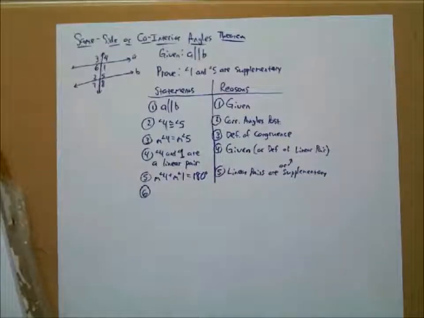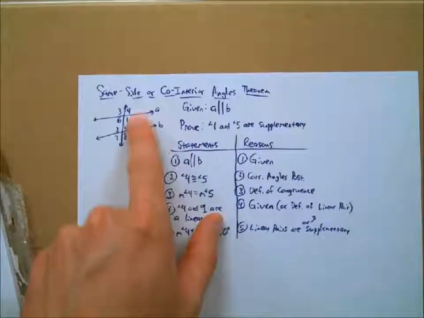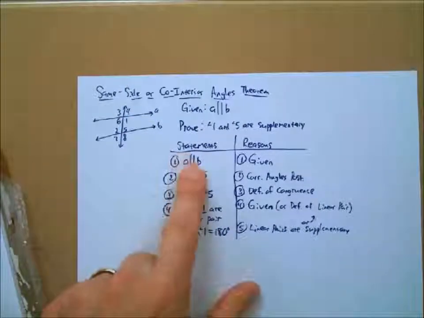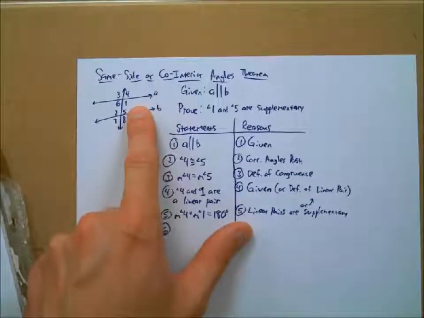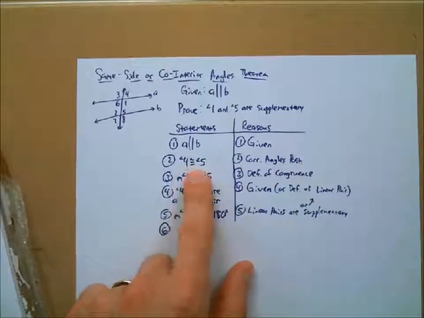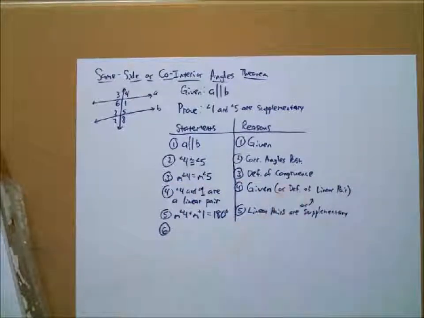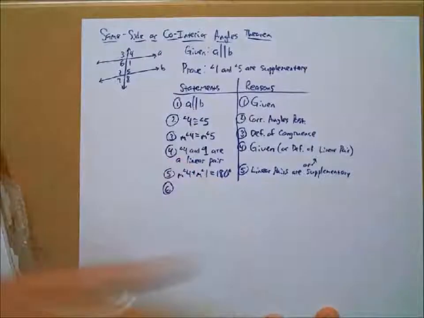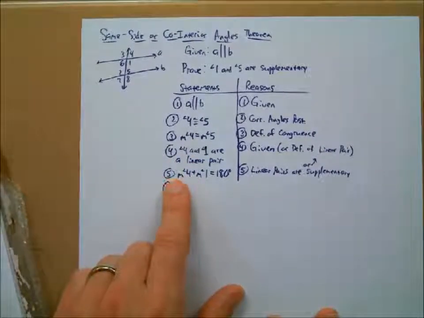So let's recap. We're trying to show that angle 1 and angle 5 are supplementary. That means we need to show that they add up to 180 degrees. We started by stating our given, A is parallel to B. We said that angle 4 is congruent to angle 5 because of the corresponding angles postulate. They're corresponding, therefore they're congruent. Therefore, the measure of angle 4 equals the measure of angle 5 by definition of congruence. We then went down a different path and said that angle 4 and angle 1 are a linear pair, and therefore that the measure of angle 4 plus the measure of angle 1 equals 180.